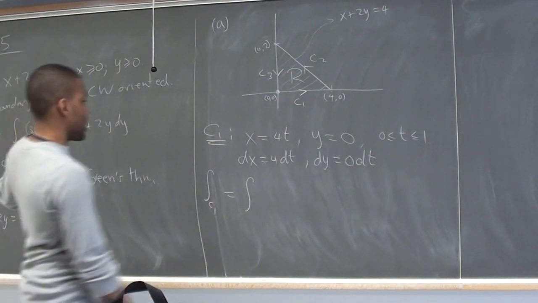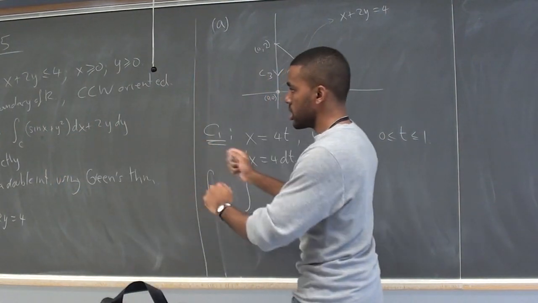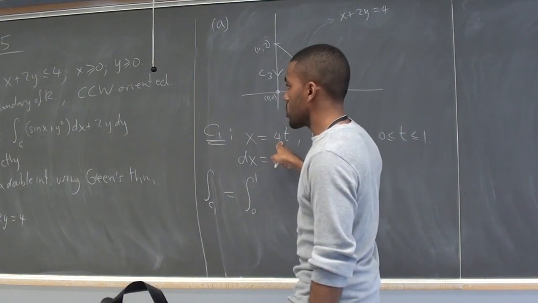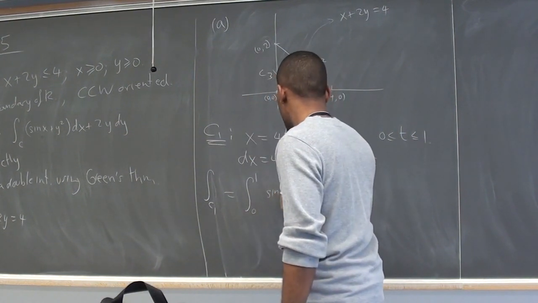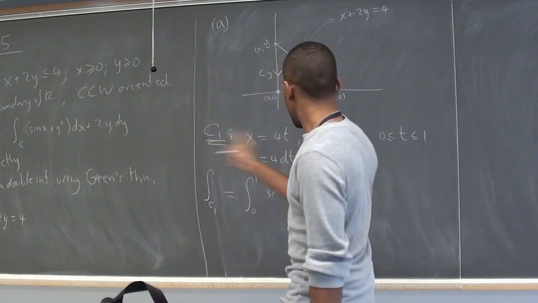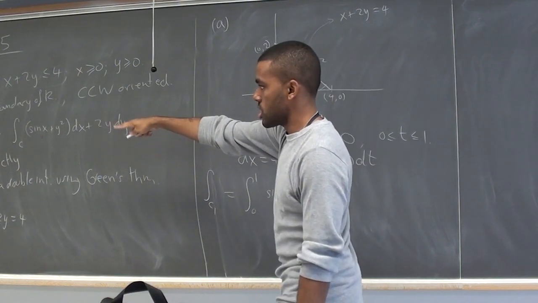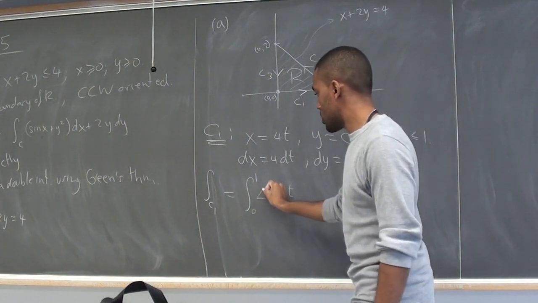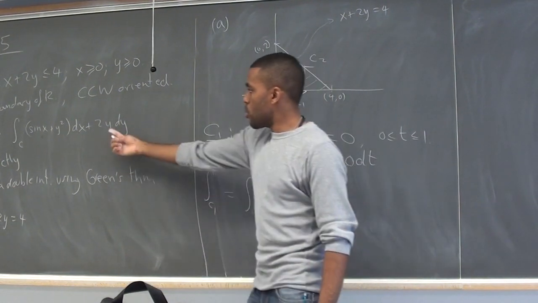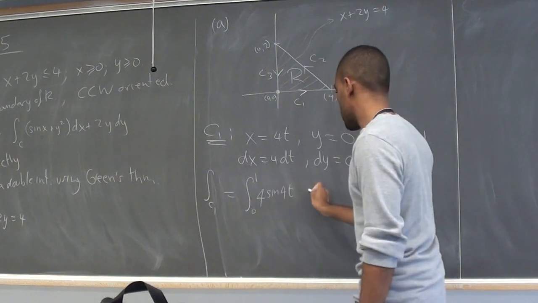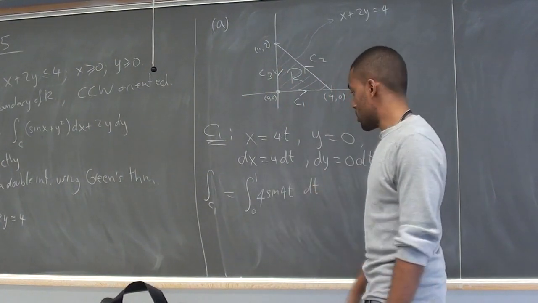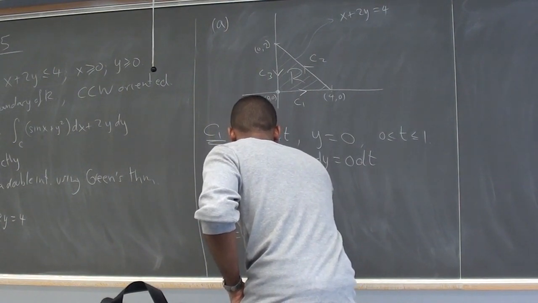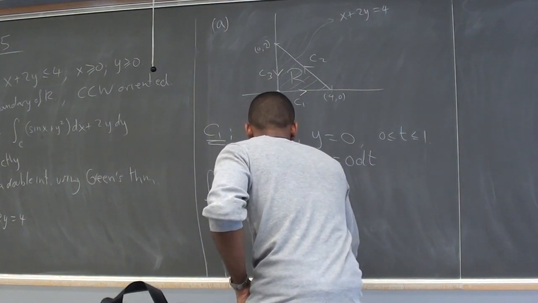I'm just going to plug my parameterization into the integral. The limits go from 0 to 1. My x is 4t, so it's sine of 4t. My y is 0, so 0 squared, so it's just sine of 4t times the dx, which is 4. Then my y is 0, so that part is gone. So I just have this. Then you find the antiderivative of that, which is going to be minus cosine 4t.